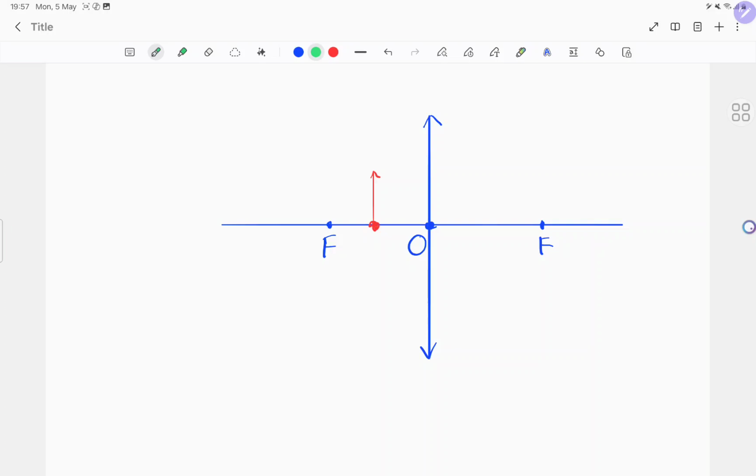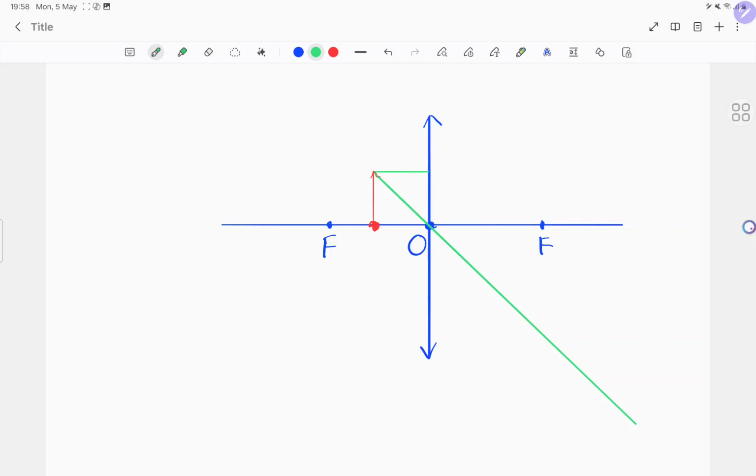What is the first line? It goes through the optical center, right? Yeah. What is the other one? It must be a parallel line, a horizontal one, like that. See?